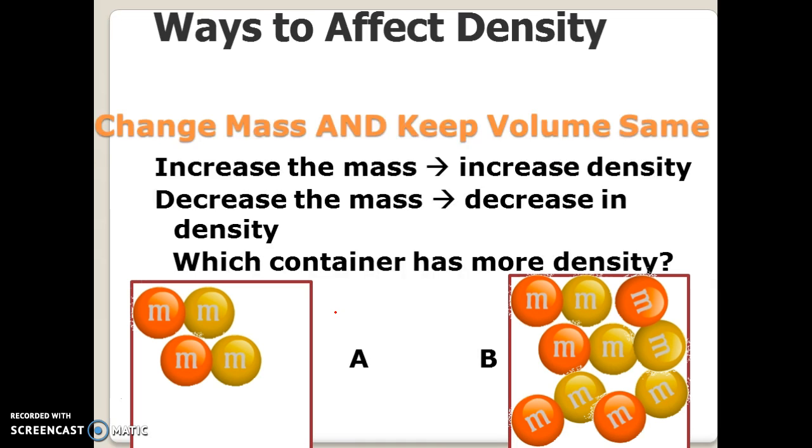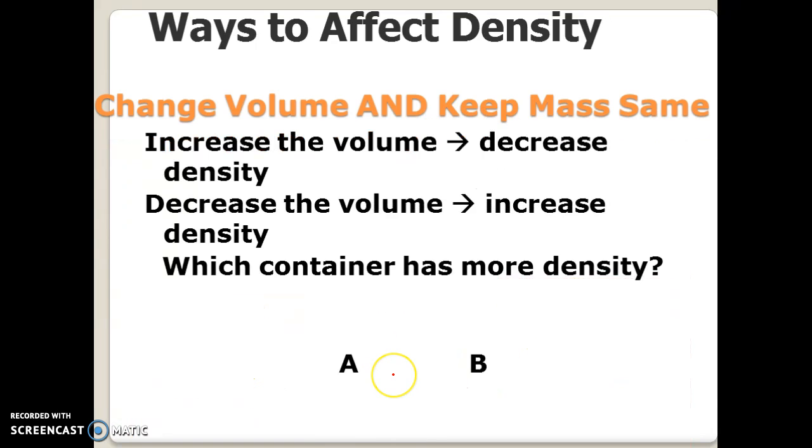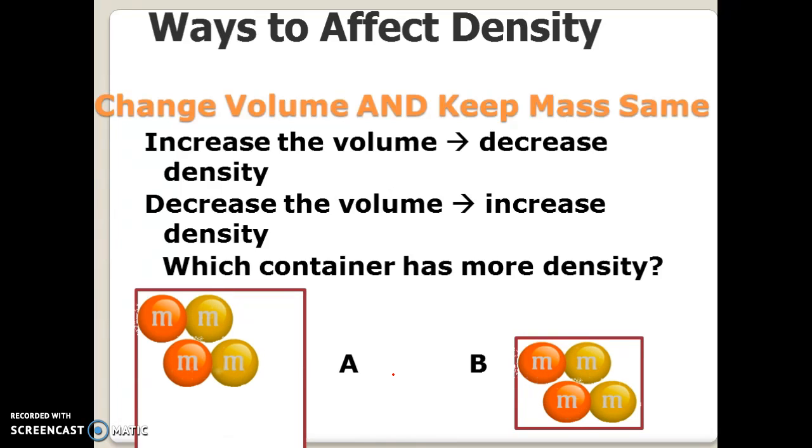So now, which one, A or B, would be more dense? Should be letter B, because there's less space in between the atoms and there's more atoms there. So this one would be more dense, this would be less dense. Same situation here. Which one would be more dense? Again, it would be letter B. The atoms are much closer together, they're more tightly packed, so therefore density would be more in letter B.